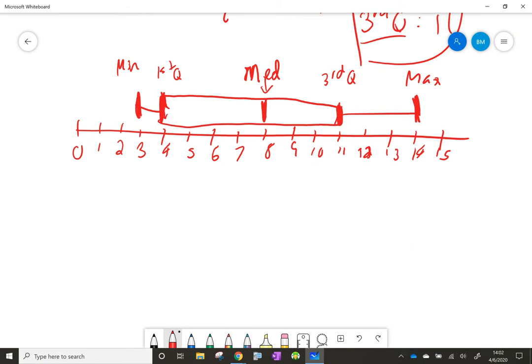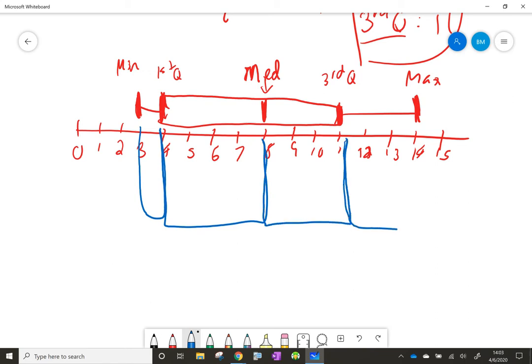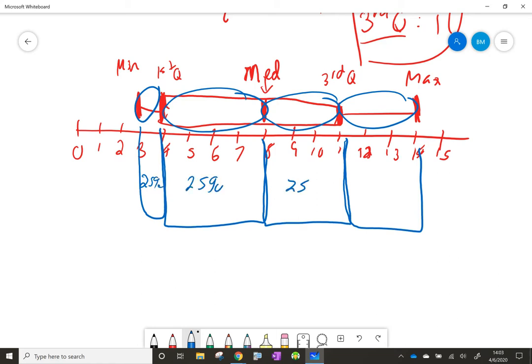Now, something very important that a lot of people get confused by is that this box is set up in 4 quadrants. You've got this gap from the first quartile to the median, then the median to the third quartile, and then the third quartile to the max. You've got this range, this range, this range, and this range. The thing about this is that each range contains 25% of all data values.